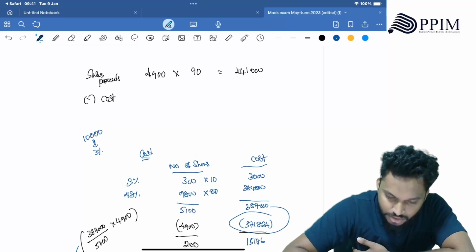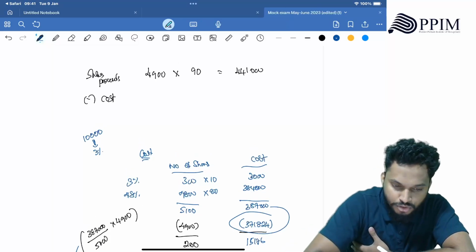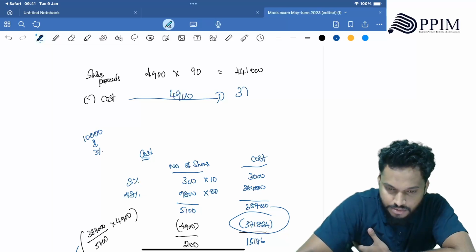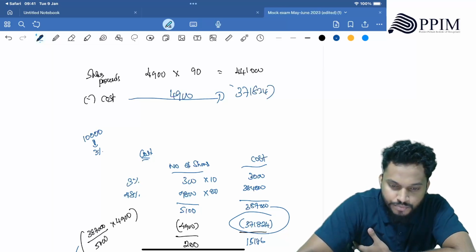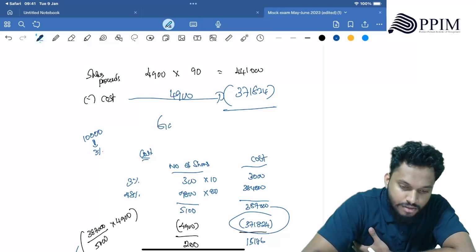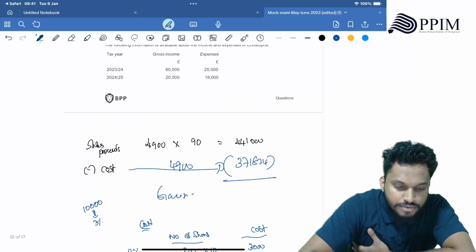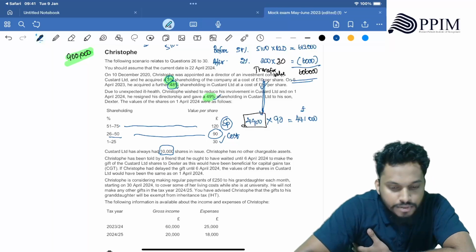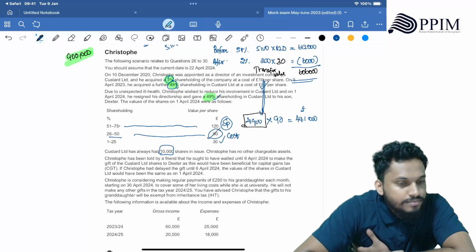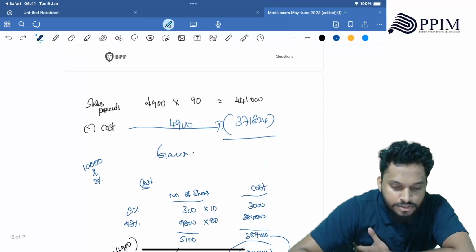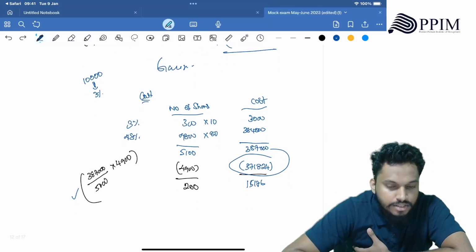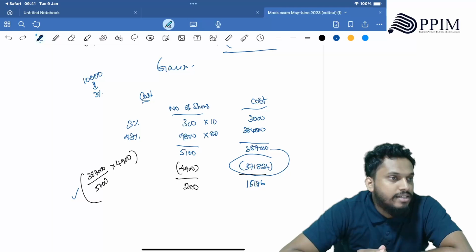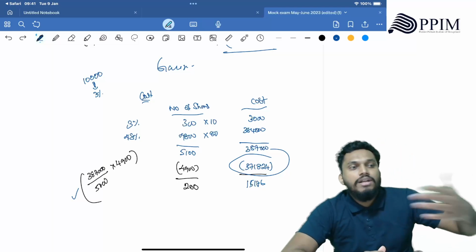I need to take the cost of 4,900. So the cost of 4,900 shares is 371,824. The value of this 49% share is falling between 26 and 50%. So that is 90. That's the sales proceeds. They didn't give us sales value, so the same price only they are selling it for, because market value is the selling price. Right?